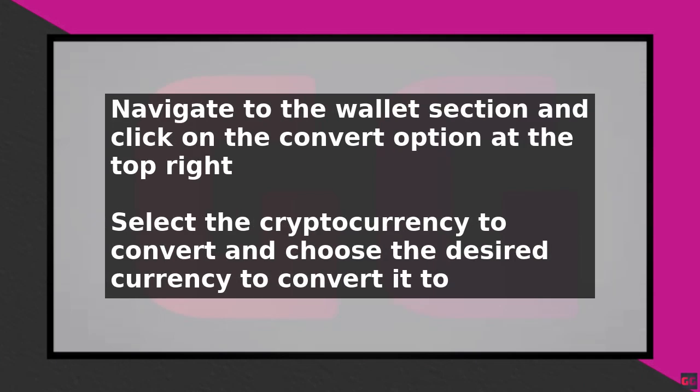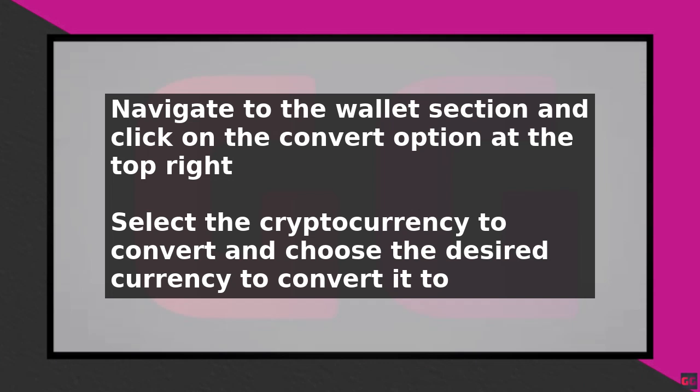Select the cryptocurrency you want to convert, such as Ethereum, and then choose the desired currency to convert it to, like USDT or Euros. After converting your cryptocurrency, go to the Market section, usually located at the bottom middle, and click on Payment Method at the top.